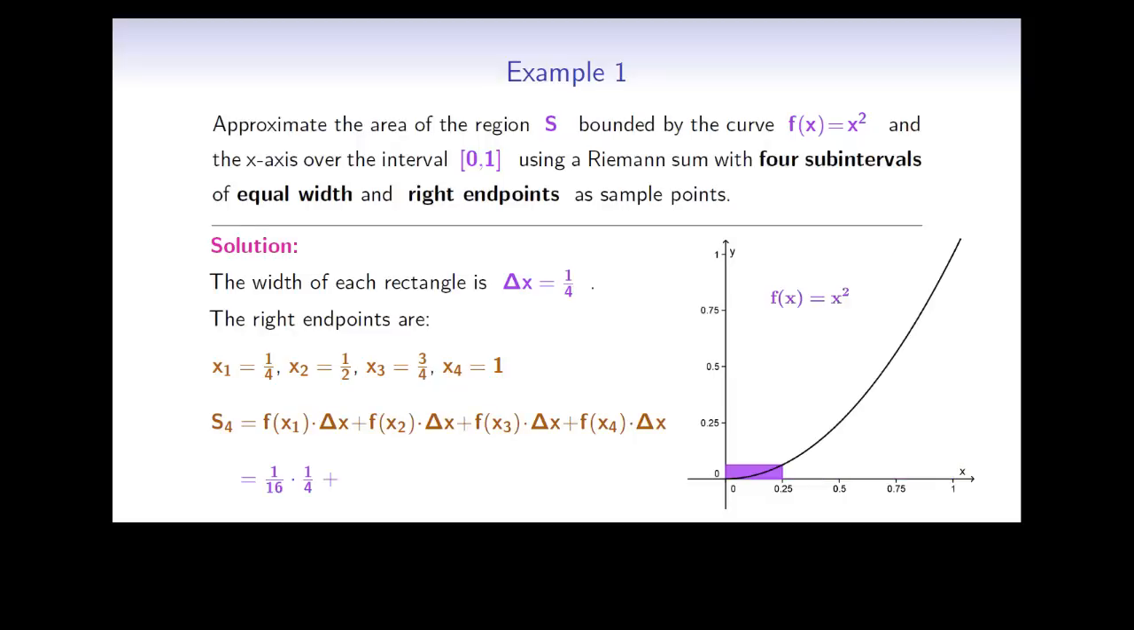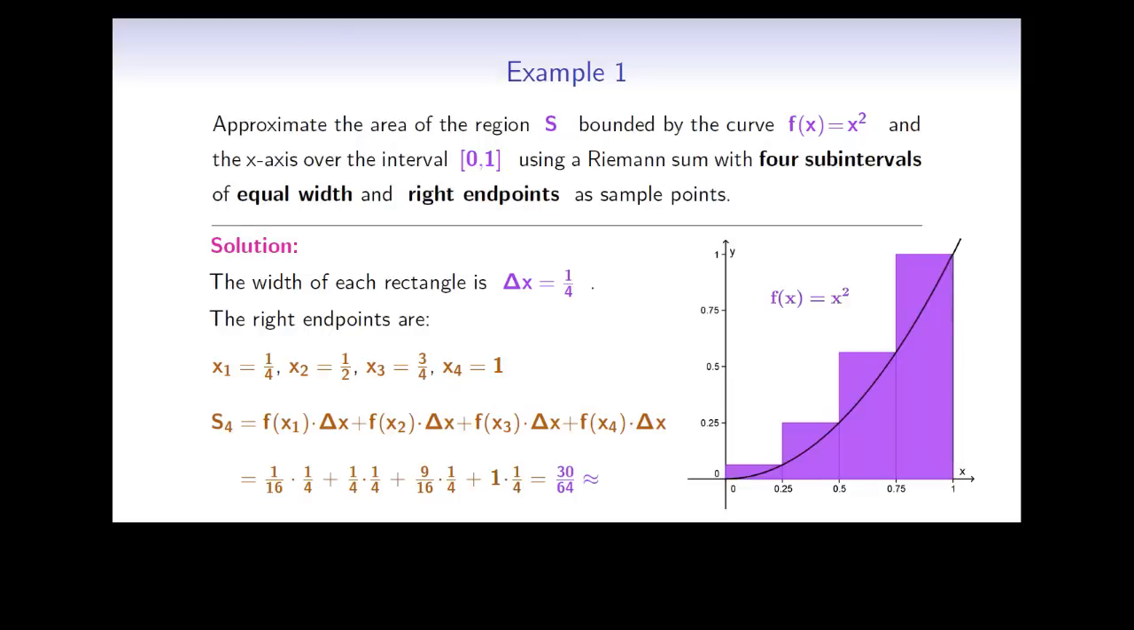So the first term will be equal to 1/4 squared, or 1 over 16, times delta x, which is 1/4. The second term is 1/2 squared, which is 1/4, times delta x, which is also 1/4. The third term is 3/4 squared, or 9 over 16, times a quarter, and the last term is 1 squared times a quarter. This gives 30 over 64, or 0.47.